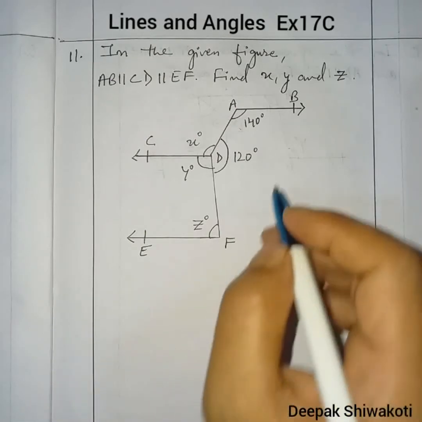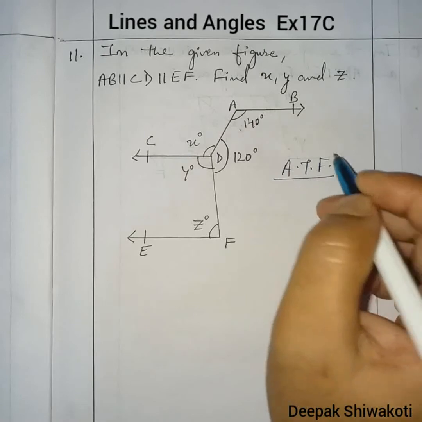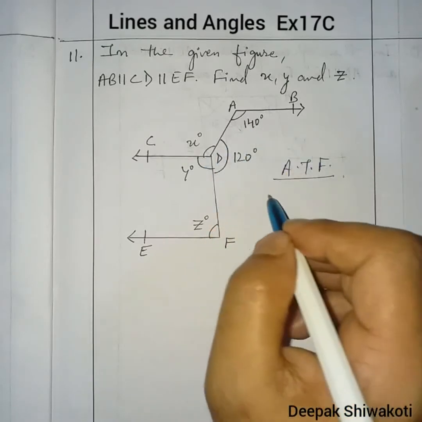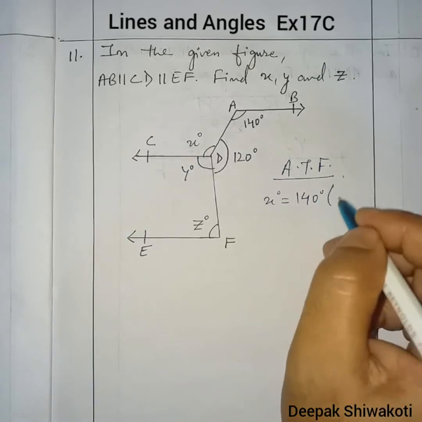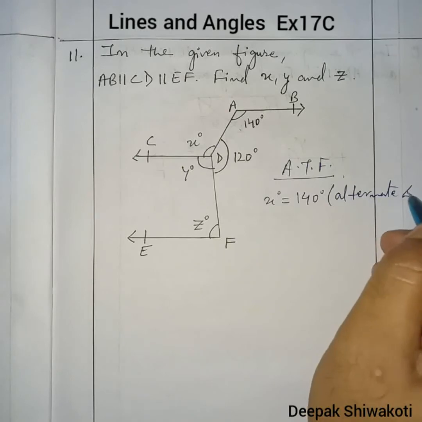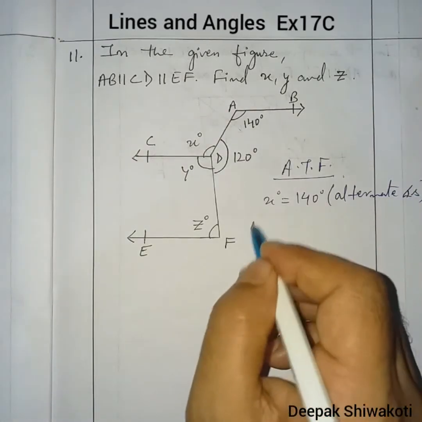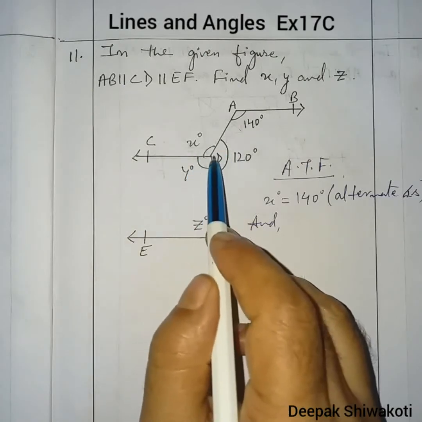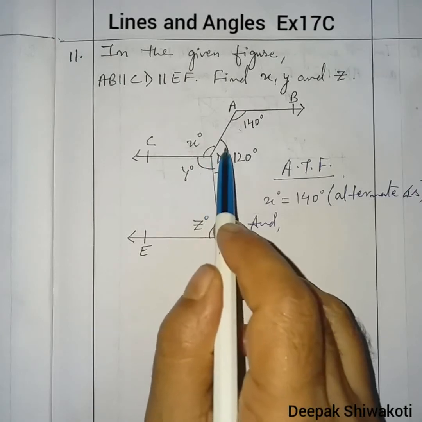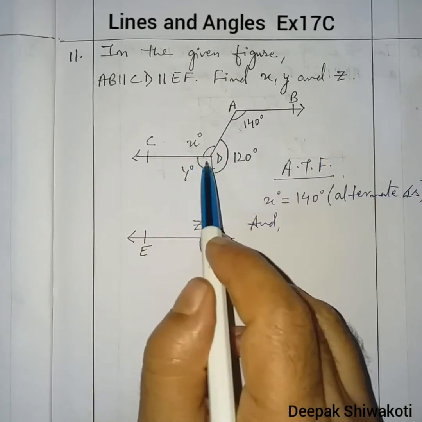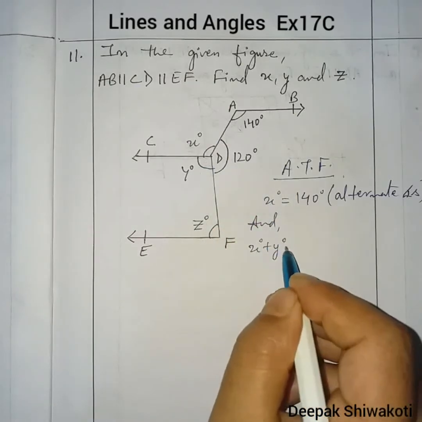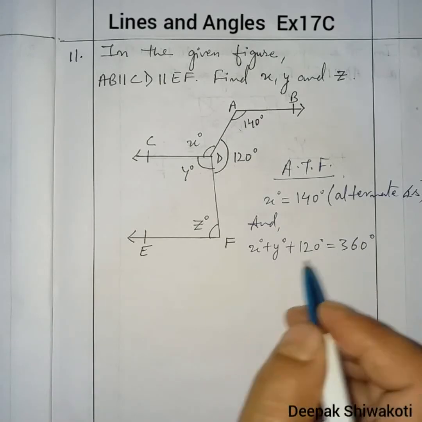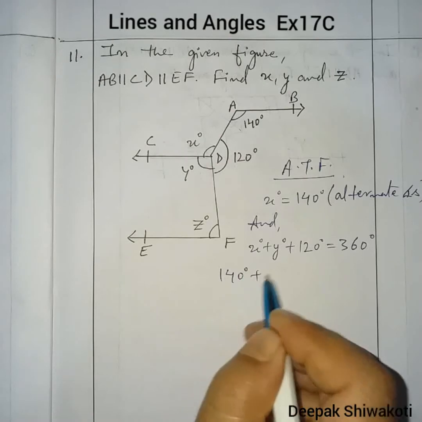So here we can do according to the figure. Okay, here x degree is equal to 140 degrees, because these two angles are alternate angles. So x degree is equal to 140 degrees, as these two angles are alternate angles. Okay, now this x, y and 120, this is equal to 360 degrees, because here at a point the angles formed is equal to 360 degrees. Okay, so here x plus y plus 120 is equal to 360 degrees. Why? The sum of angles at a point. So x we have got 140, y we have to find.